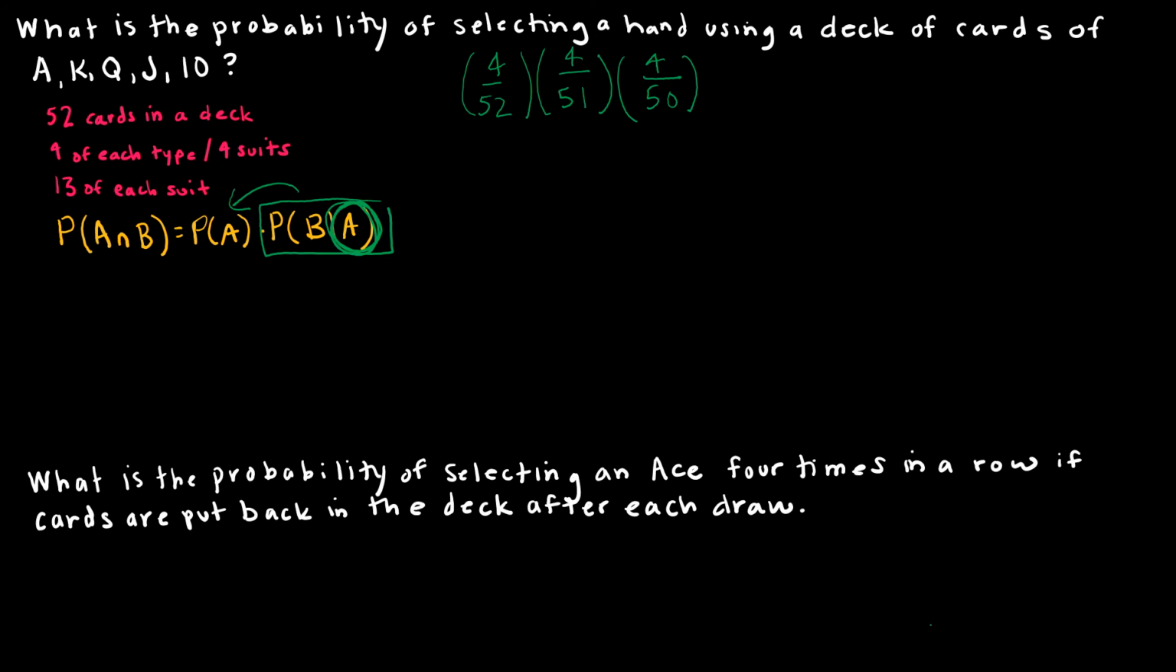And then there are 4 jacks, but only 49 cards, and there are 4 tens, but only 48 cards. And a lot of students would stop there, and unfortunately that's incorrect. This is a really good start to this question, but it's not the end of this question. Because the way that we've calculated this assumes that we've first chosen an ace, then a king, then a queen, then a jack, then a 10.